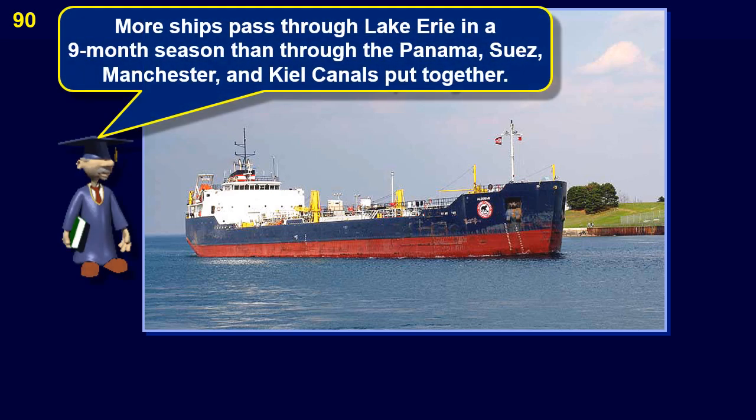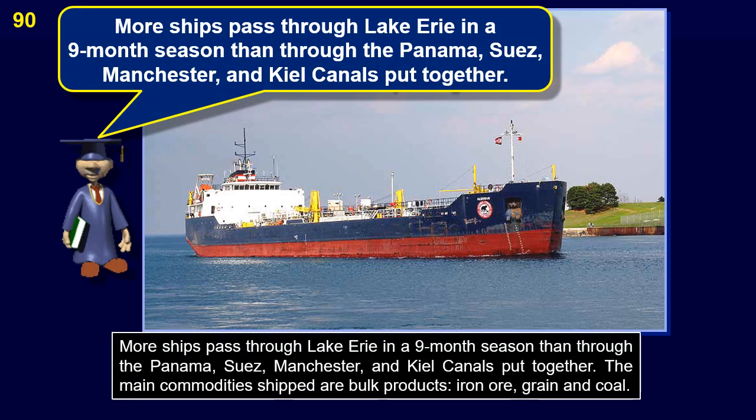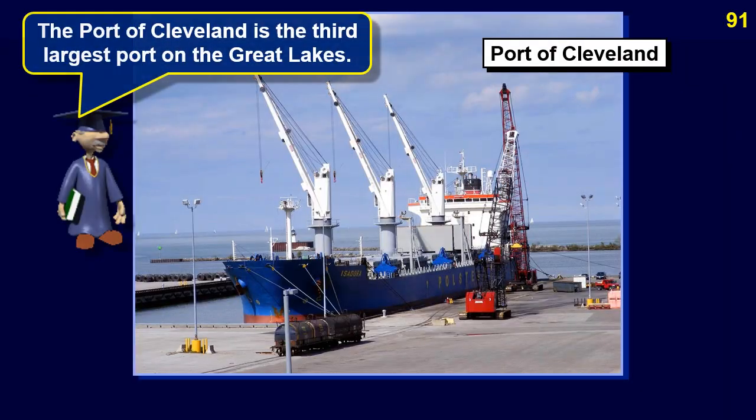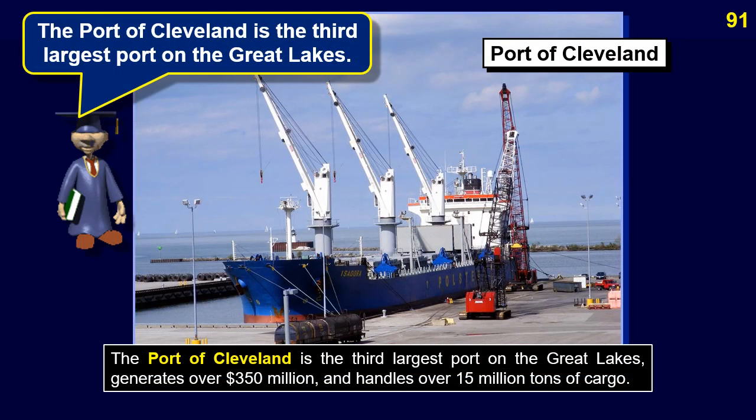More ships pass through Lake Erie in a 9-month season than through the Panama, Suez, Manchester, and Kiel canals put together. The main commodities shipped are bulk products, iron ore, grain and coal. The Port of Cleveland is the third largest port on the Great Lakes. It generates over $350 million and handles over 15 million tons of cargo.